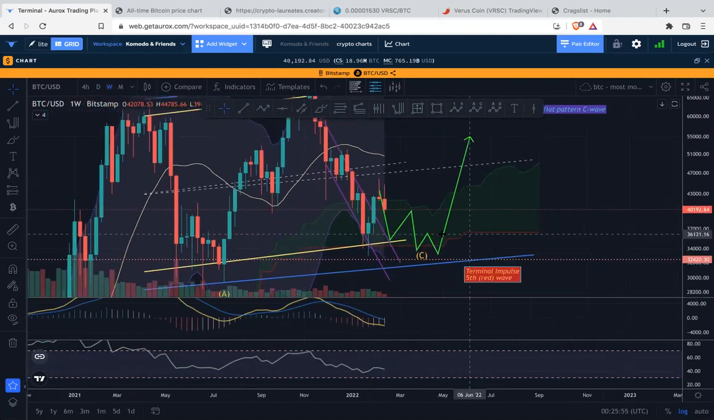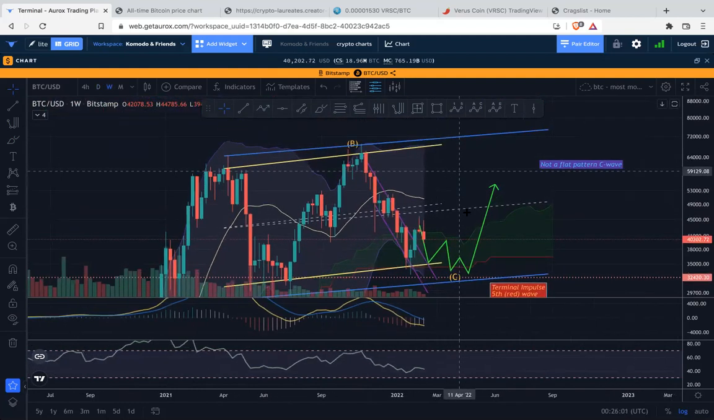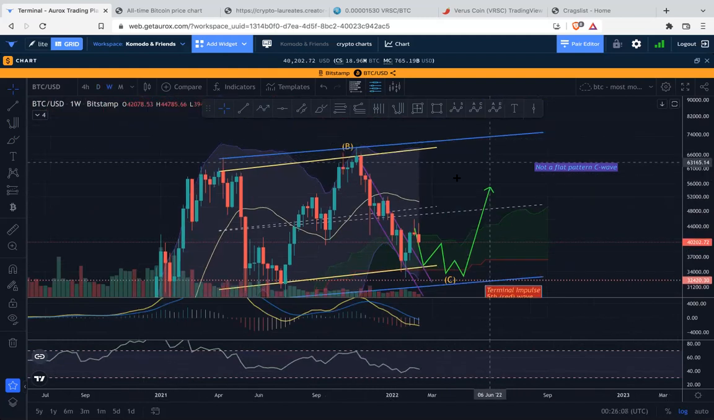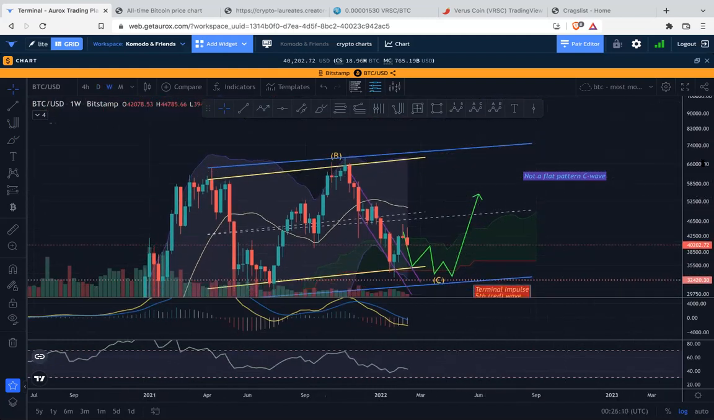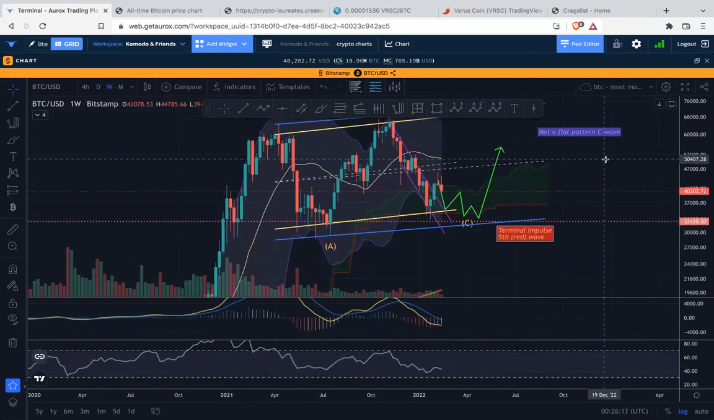So we could totally get stuff like this where wicks are coming or the closings are here, but at that point, if it is ending, we're going to see a very strong break to the upside and clearing the zero to B trend line, and we'll be done. Otherwise, it'll be combining into something bigger, and that's that. So here's one idea of this terminal wave, the terminal impulse fifth red wave on the daily.